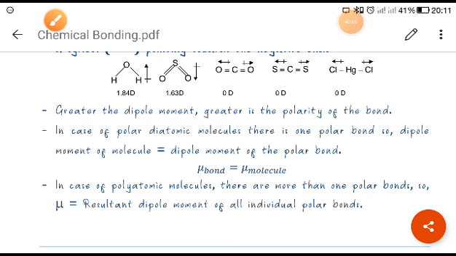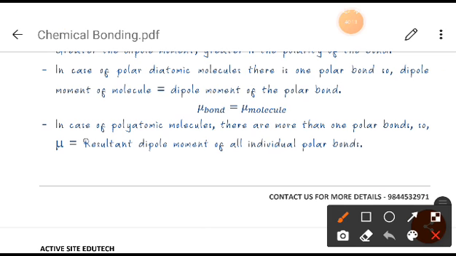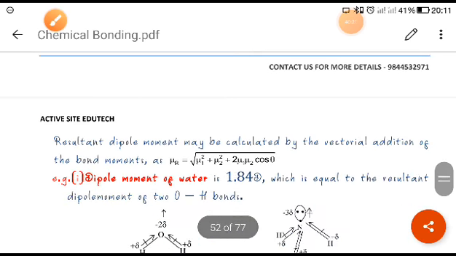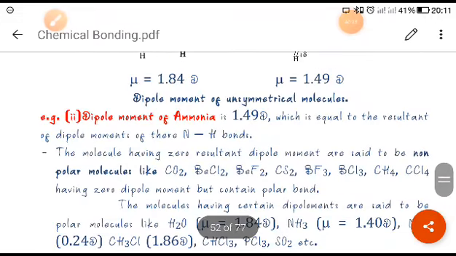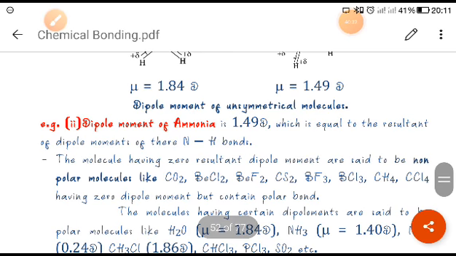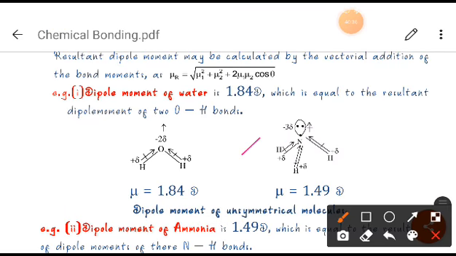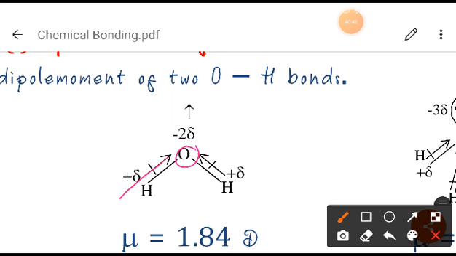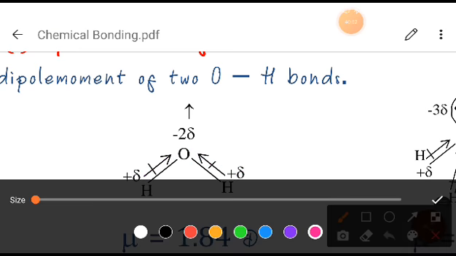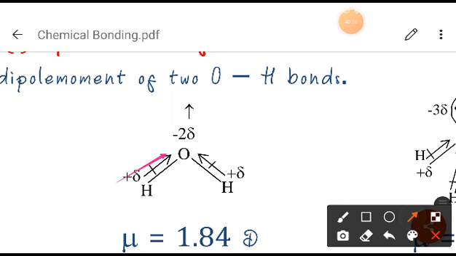Now next, in case of polyatomic molecules, the dipole moment will be the resultant dipole moment of all the individual polar bonds. Okay, some examples are given here: the dipole moment in water, and the dipole moment in ammonia. As you can see, when we talk about the dipole moment of water, since oxygen is more electronegative, the dipole moment will be shifted like this. For this one like this, so that the net dipole moment will be like this.